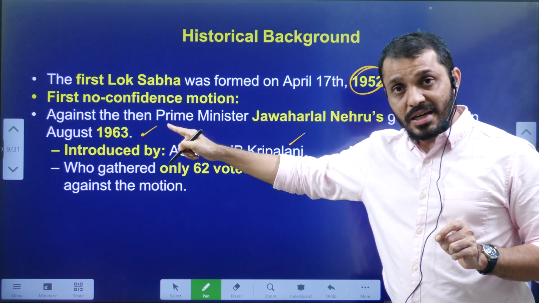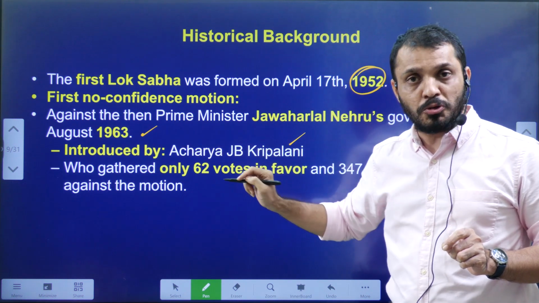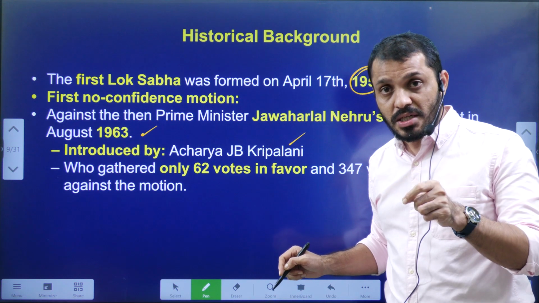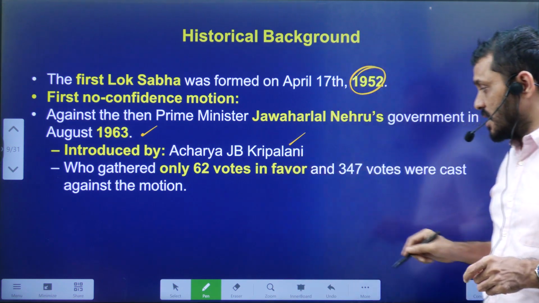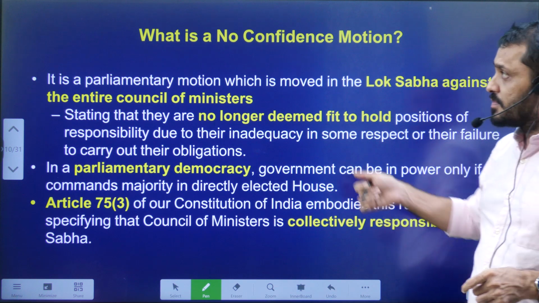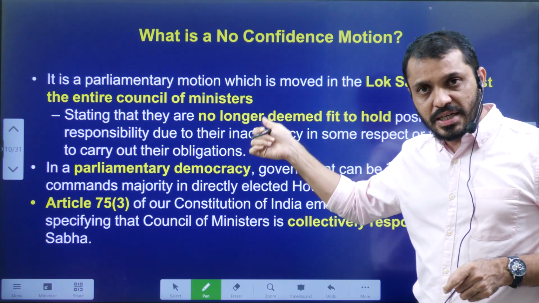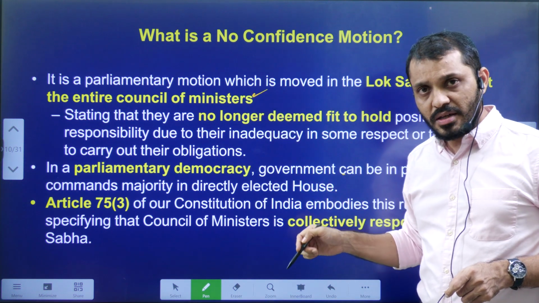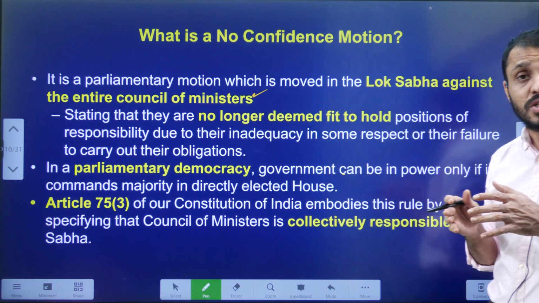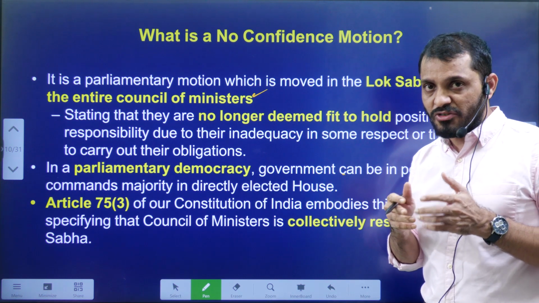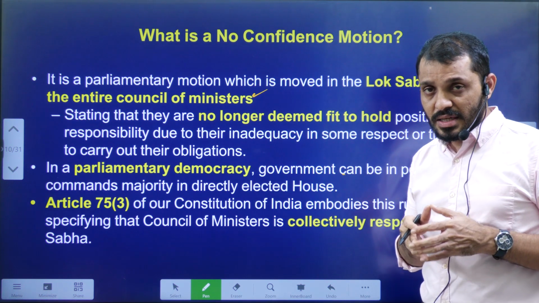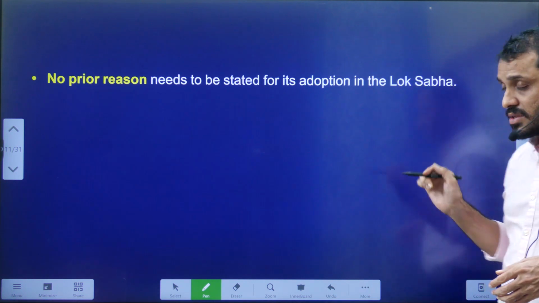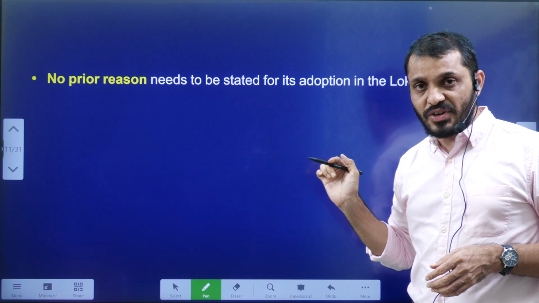And this was in the aftermath of the Indo-China War. You know, students, the Indo-China War happened in 1962. After that, this no confidence motion was introduced against the Jawaharlal Nehru government. And what is the no confidence motion? It is not having confidence in the Council of Ministers. And once the Council of Ministers lose the confidence, obviously the Council of Ministers have to resign, because the Council of Ministers are collectively responsible, that is what we discussed in Article 75 Clause 3.